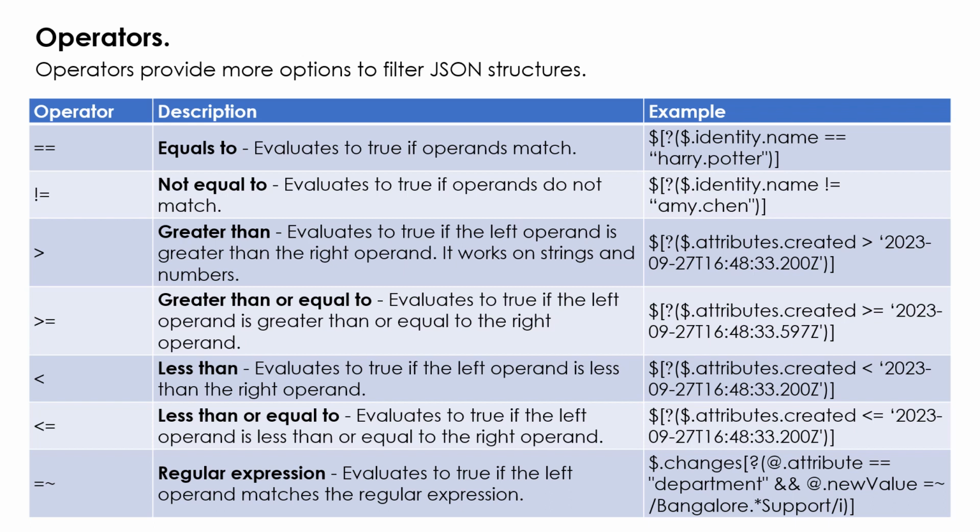Greater than or equal to operator evaluates to true if the left operand is greater than or equal to the right operand. In a similar way, the less than operator evaluates to true if the left operand is less than the right operand. And the less than or equal to operator evaluates to true if the left operand is less than or equal to the right operand. And the regular expression operator evaluates to true if the left operand matches the regular expression. In the coming slide, we will understand about filtering events.